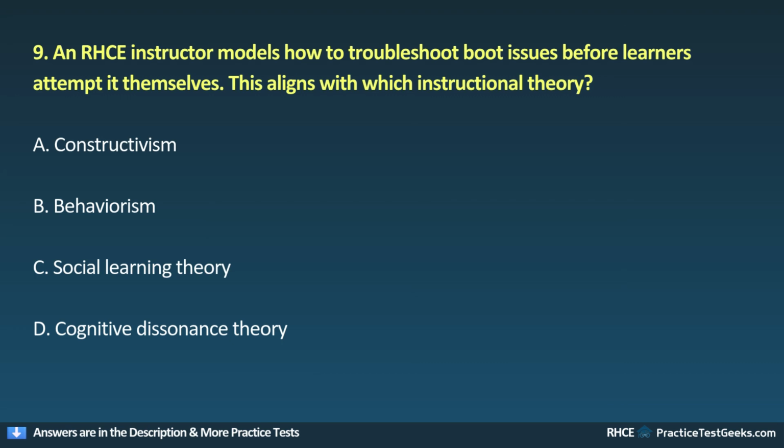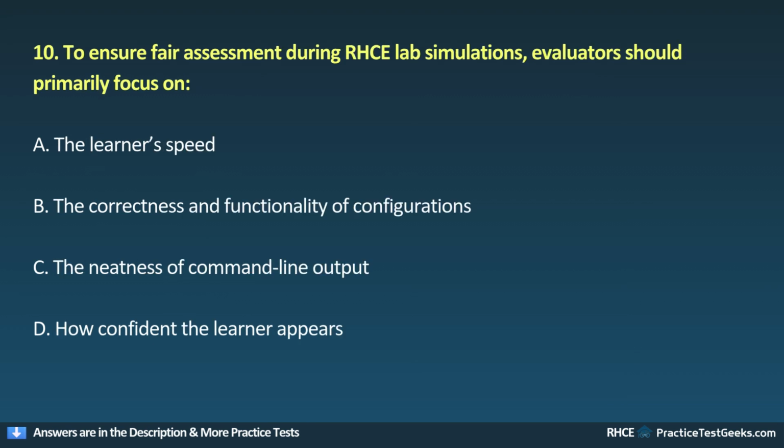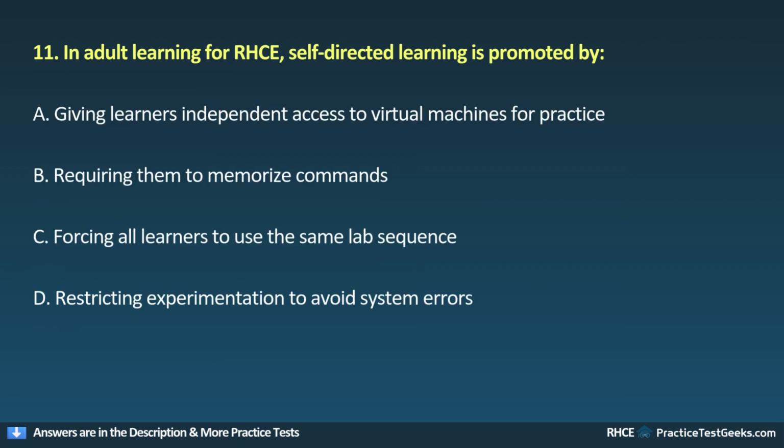D. Cognitive dissonance theory. 10. To ensure fair assessment during RHCE lab simulations, evaluators should primarily focus on A. The learner's speed. B. The correctness and functionality of configurations. C. The neatness of command line output. D. How confident the learner appears.